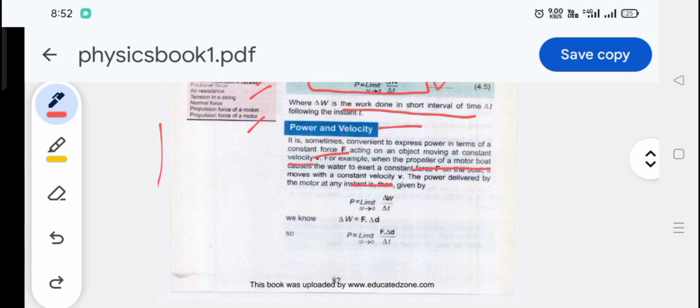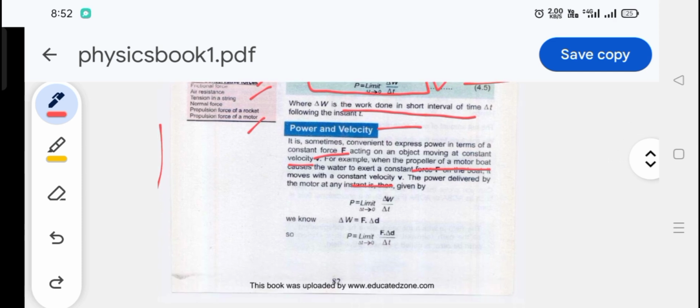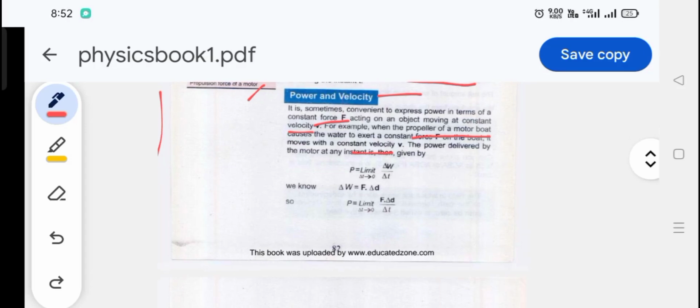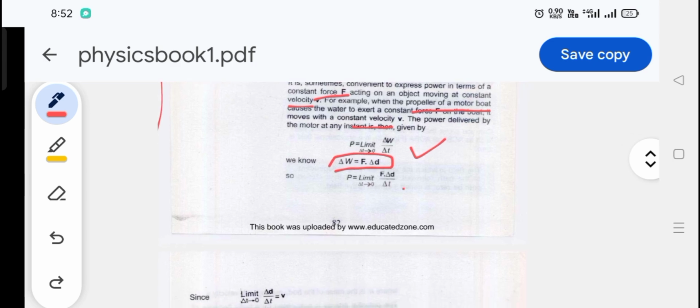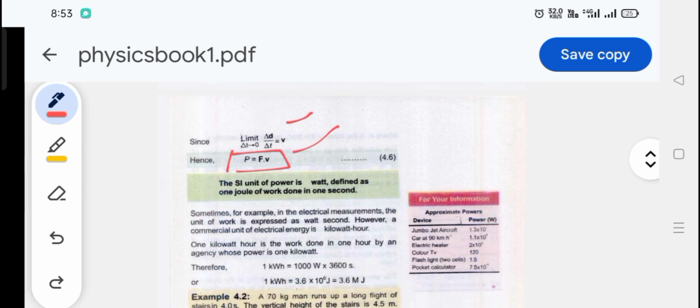Then the relation we already know from the above equation 4.5, P is equal to the limit as delta T approaches 0 of delta W over delta T, where work done is equal to F dot d, so P is equal to F dot delta d over delta T. As delta T approaches 0, we know that delta d over delta T is equal to velocity, so power is equal to F dot v. It is also defined as the dot product of force and velocity.